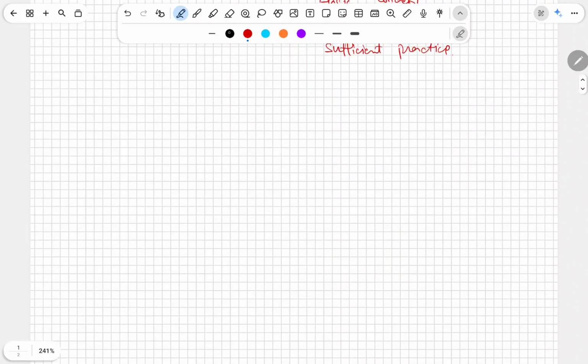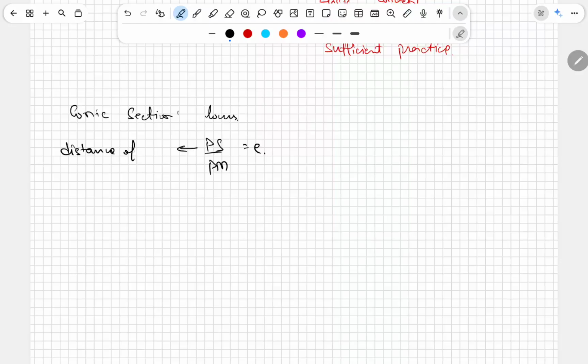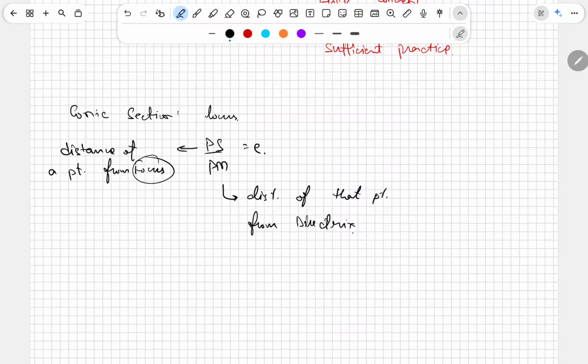Let's try to understand what is a conic section. Conic section basically means it is the locus of a point such that PS upon PM is equal to E. What is PS? PS is distance of a point from focus. What is PM? Distance of that point from directrix. So distance of a point from focus upon distance of that point from directrix is equal to E. That is a constant known as eccentricity.